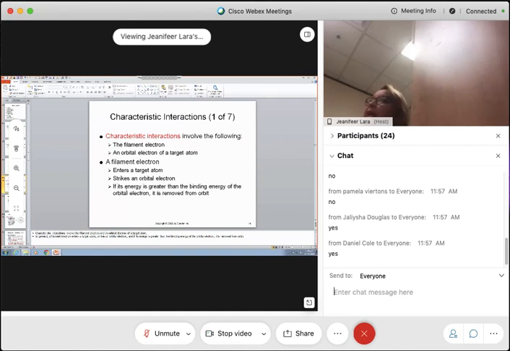Here it is. If the kinetic energy of the filament electron is greater than the binding energy of the orbital electron, the electron is removed from orbit. I'll say it again. If the filament electron has a greater kinetic energy when it strikes that orbital electron than its binding energy, then the electron is removed from its orbit. Make sense? Does everyone understand? Thumbs up? Okay, good.